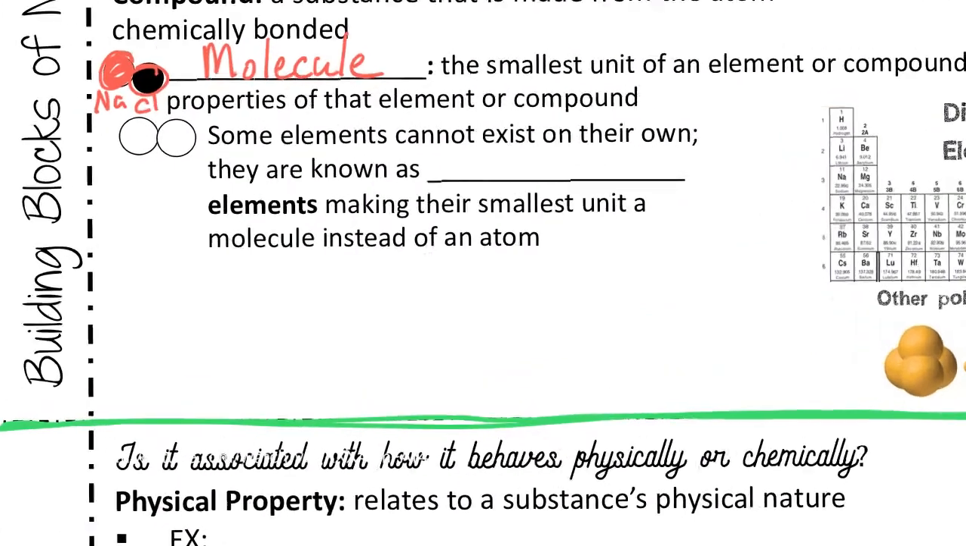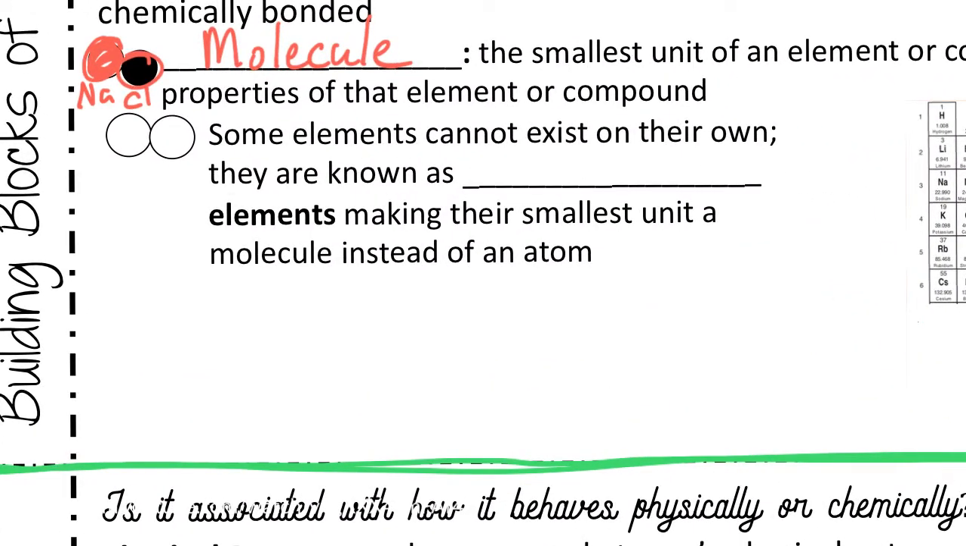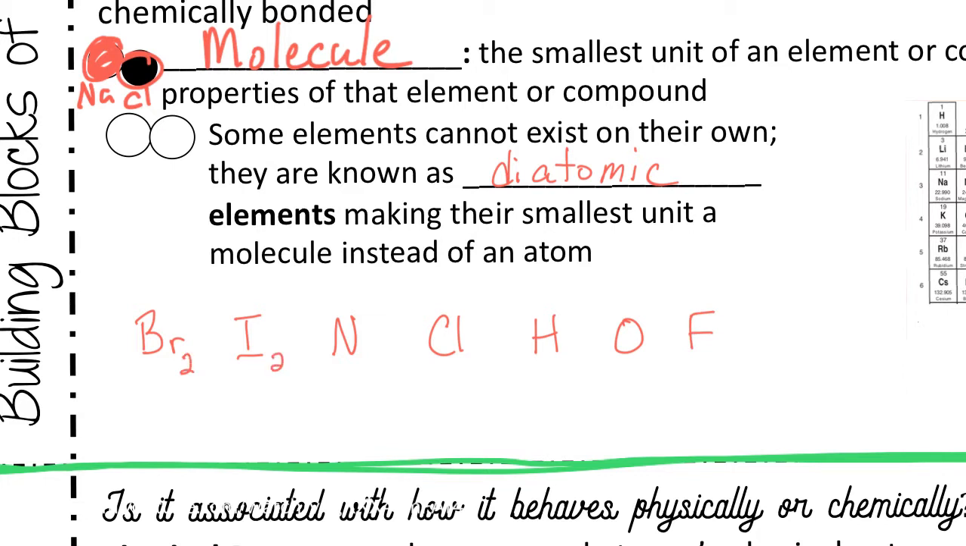Now, some elements cannot exist on their own, and they're known as diatomic elements. Di means two, so they're diatomic elements. And that makes their smallest unit a molecule instead of an atom. So you can write this down and remember it this way. Br, that stands for bromine, iodine, nitrogen, chlorine, hydrogen, oxygen, and fluorine. These only exist in nature in pairs, which is why when we balanced chemical equations, if we had oxygen, it was always O2. If we had hydrogen, it was always H2, and so on. These are all diatomic elements.